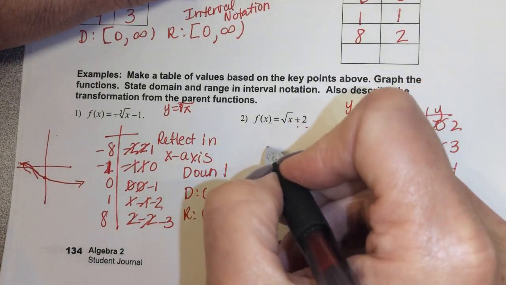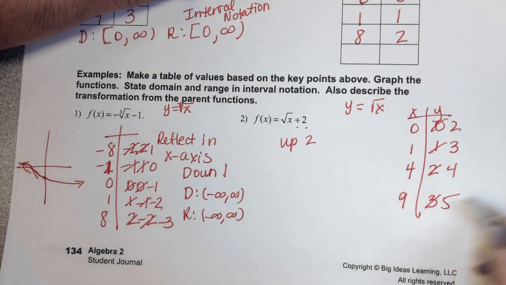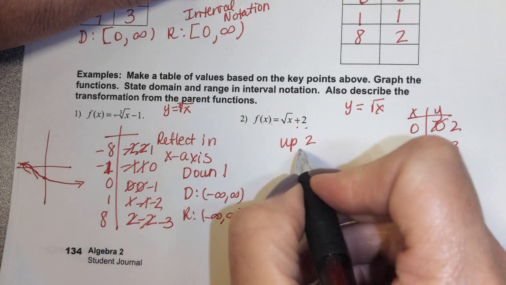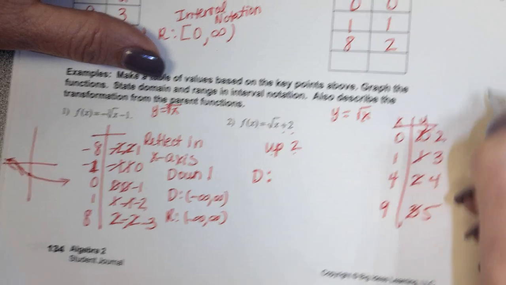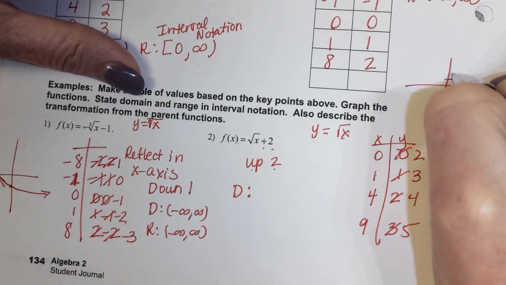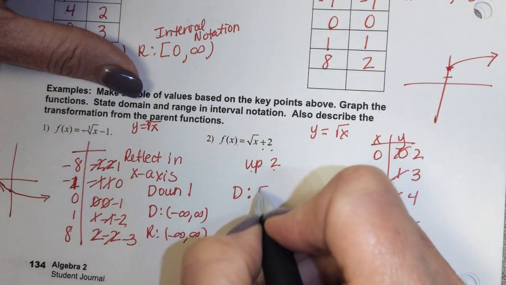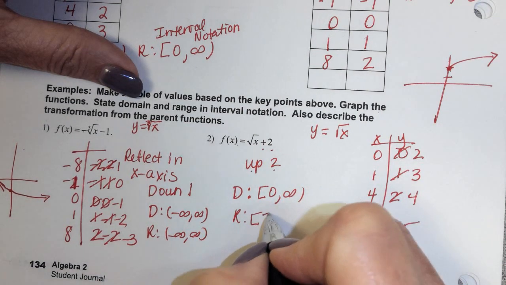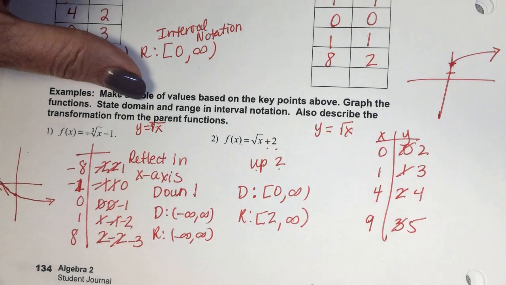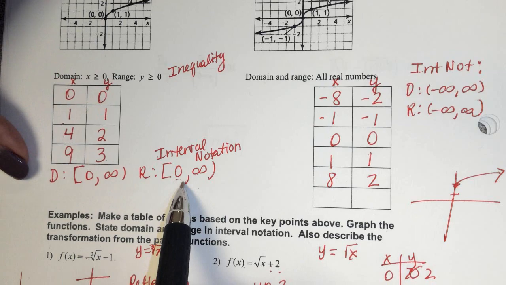And so what's going to happen is it's going to go up 2. Those would be some points that would represent it. And the transformation, like I said, is up 2. My domain would now be, looking at a sketch, it's going to look like that. So my domain is still going to be from 0 to infinity, but the range is going to be from 2 to infinity now, because the range got moved up 2 units. Okay?